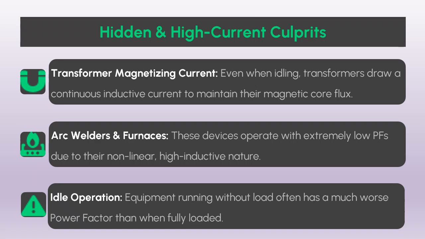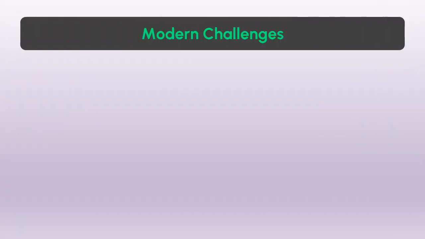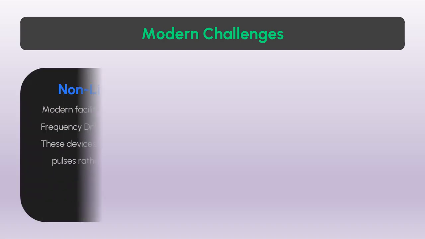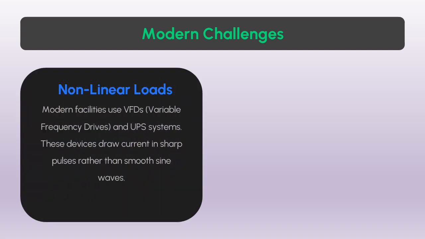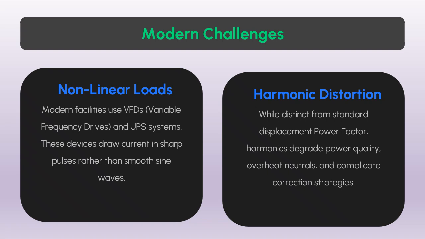Modern challenges. In the modern era, we face a new set of challenges. We have introduced nonlinear loads like variable frequency drives, VFDs, and UPS systems. While these improve control and backup reliability, they don't draw current in a smooth sine wave. Instead, they sip power in sharp pulses. This creates harmonic distortion. While technically distinct from the displacement power factor we discussed earlier, harmonics pollute the grid and complicate our correction strategies.